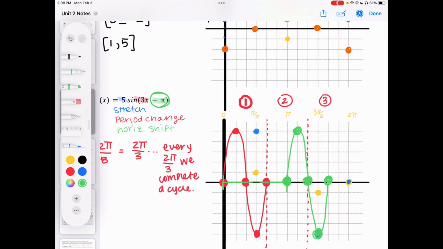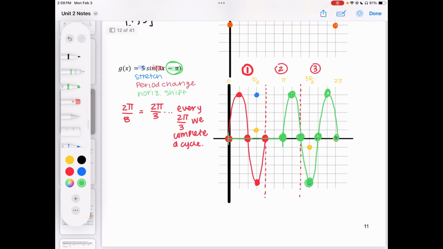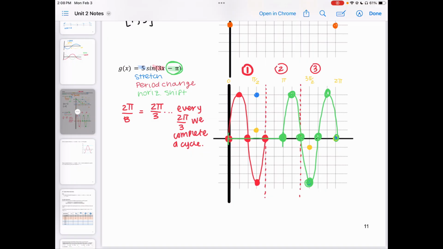And from there, if you want to continue the cycle, you can. So you'd have a maximum and then back at 0. I would caution you against doing the red one all the way through because then it starts to get really messy. But that green one is your final curve. That is stretched, repeated, and shifted to the right.